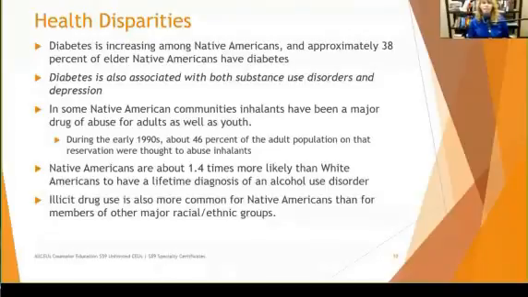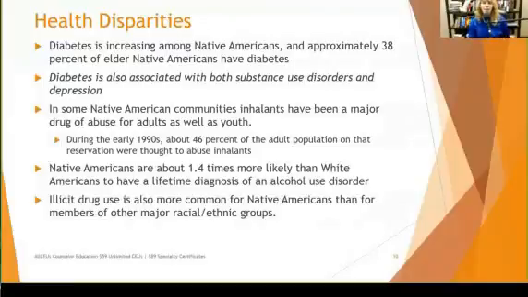Diabetes is increasing among Native Americans, and approximately 38% of elder Native Americans have diabetes. Just let that sink in for a second. That's more than 1 in 3. Diabetes is also associated with both substance use disorders and depression. So if we know that diabetes is associated with depression, then we need to try to intervene and do early intervention for both of them, or prevention, ideally.